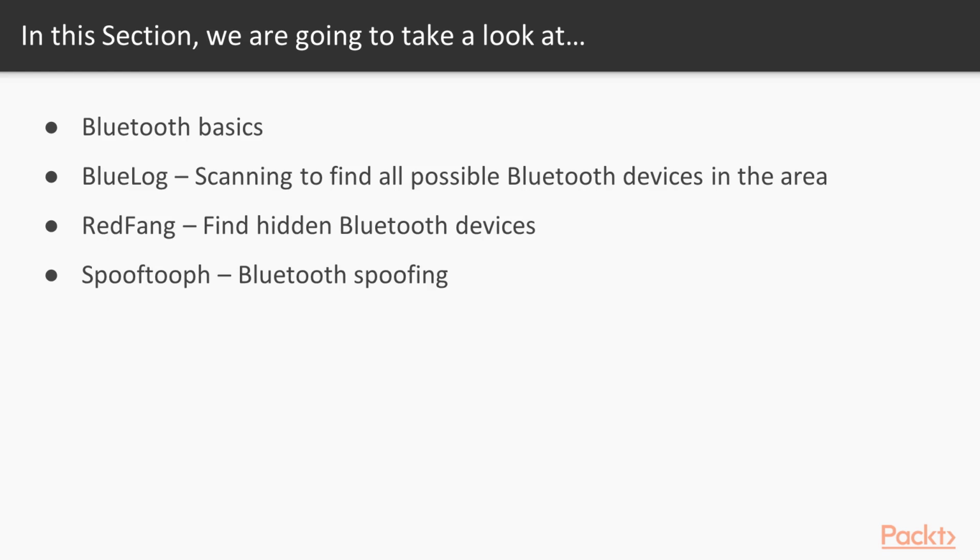in Kali Linux as part of wireless, which are BlueLog, so that you can scan to find all possible Bluetooth devices in the area, or the reachable meters; Redfang, to identify the hidden Bluetooth devices by giving a particular range of MAC addresses; and SpoofTooth, which is how we can spoof another Bluetooth device during the pairing or during the communication.